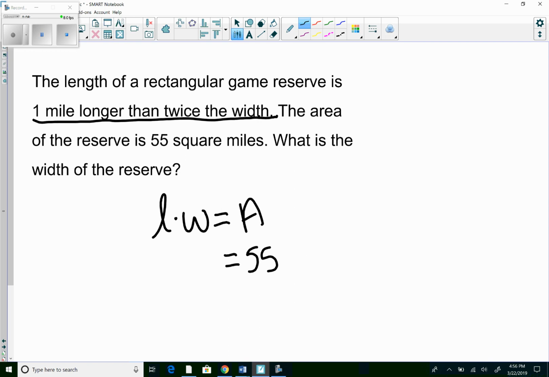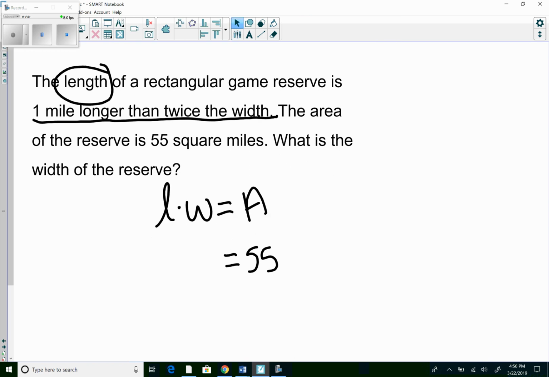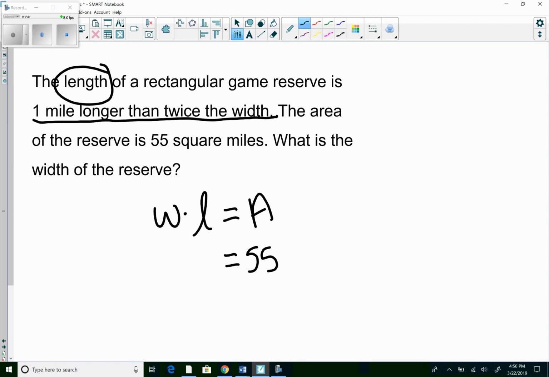Okay, we also know that the length, okay, so since that's the length, I'm going to just rearrange these. We know that the length is 1 mile longer than twice the width. Okay, so here's what I'm going to do. I'm going to write down W for width, and then my length, I'm going to set it up as 1 mile longer than twice the width.